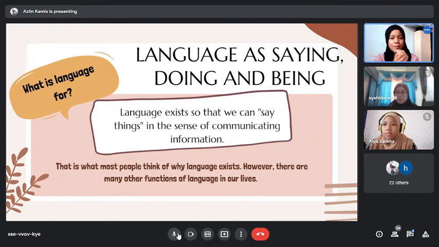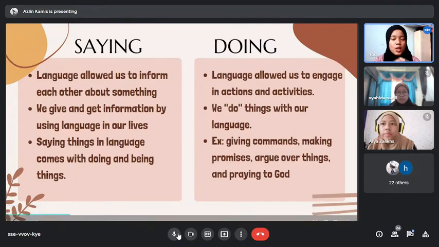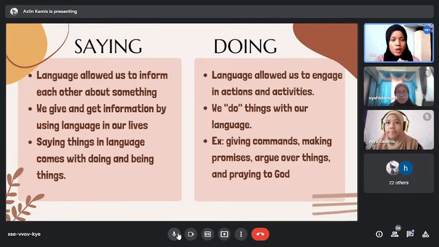But actually, there are many other functions of language that we use in our daily life. The first one is saying. Language allows us to inform each other about something, and we give and get information by using language in our lives. However, saying things in language comes with doing and being things.